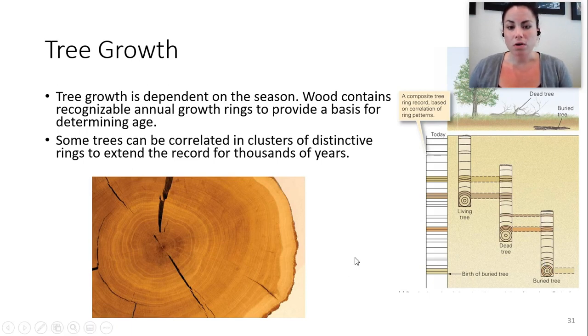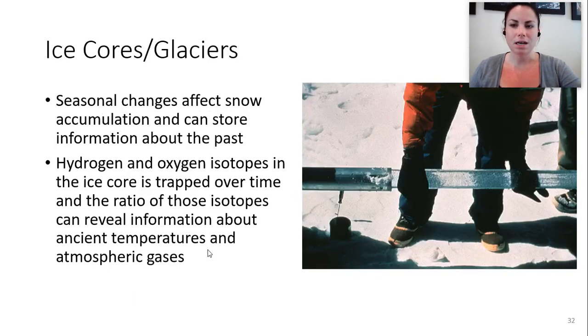And the record can be up to a few thousands of years. So again, we use this for a shorter time than what we use for radioactive decay dating, but at least it's another source to help us understand how old things are. Next is ice cores or glaciers. And we have seasonal changes that affect snow accumulation and therefore ice accumulation. And we have hydrogen and oxygen that is trapped inside these ice cores.